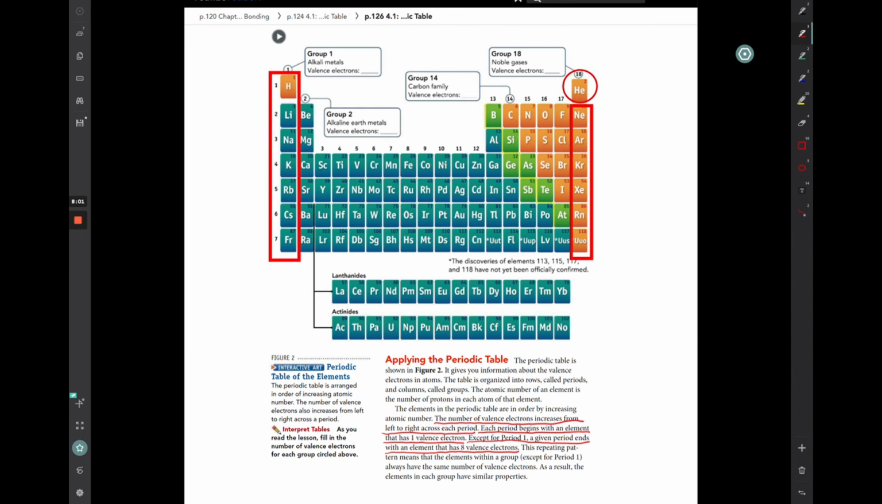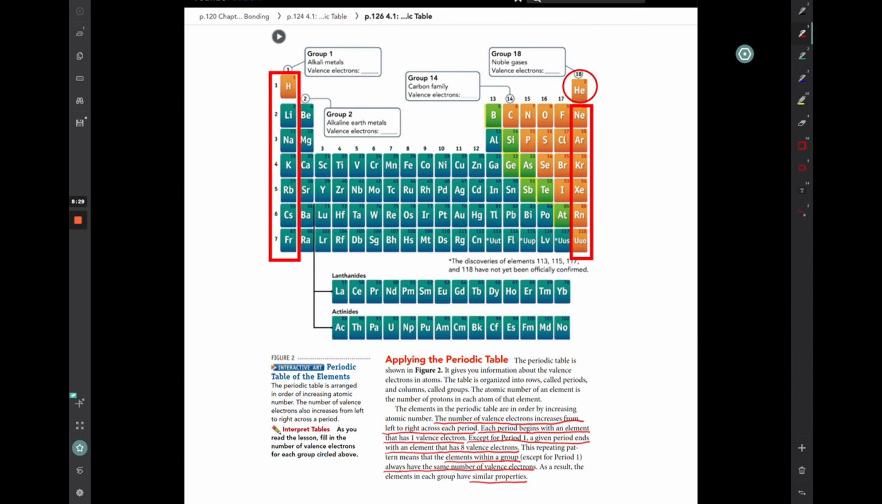This repeating pattern then means that elements within a group always have the same number of valence electrons, so therefore they have similar properties. So we talked about earlier that groups of elements all have similar properties, and that's because they have the same number of valence electrons. Hydrogen and helium have slightly different characteristics about them.